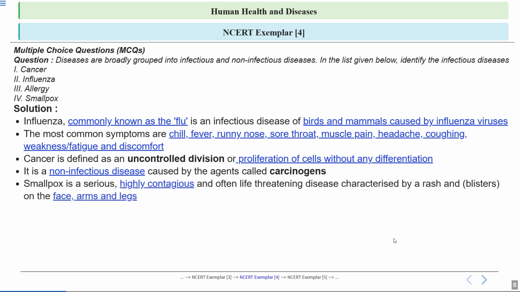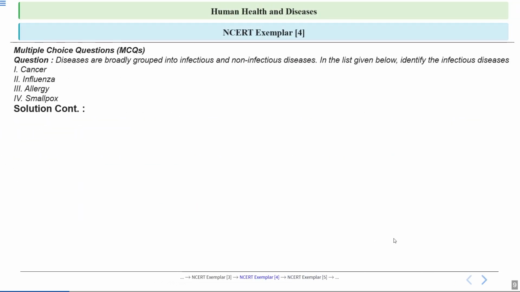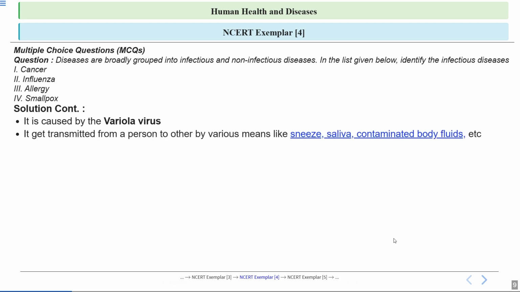Now let's talk about the smallpox. Smallpox is serious. It is highly contagious and often life-threatening disease characterized by a rash and blisters on the face, arms, and legs. The word contagious means it is infectious. Now, it is caused by the variola virus. This means smallpox is an infectious disease as it is directly linked to the specific virus. Now, smallpox gets transmitted from person to person through various means such as sneezing, saliva, and contaminated body fluids.